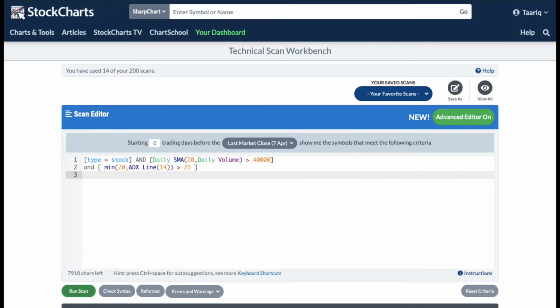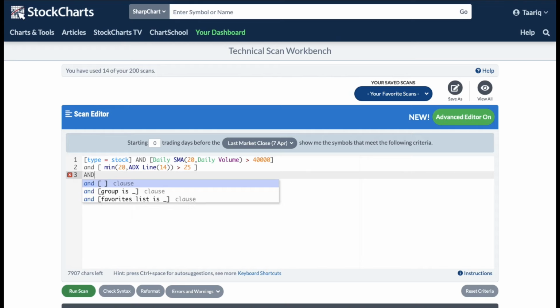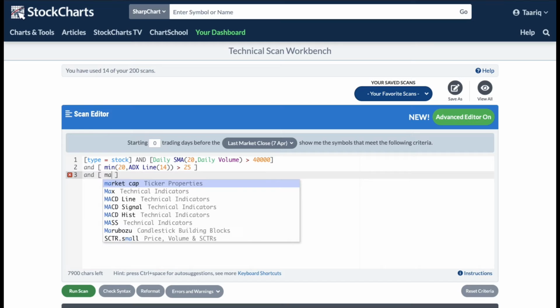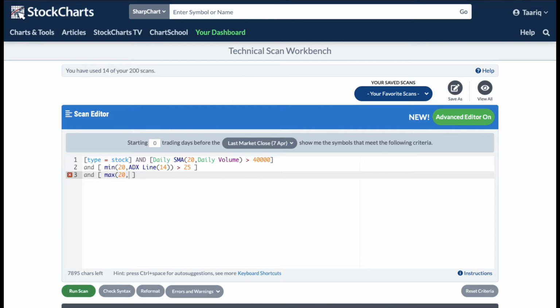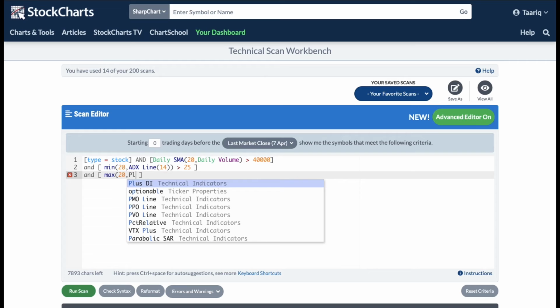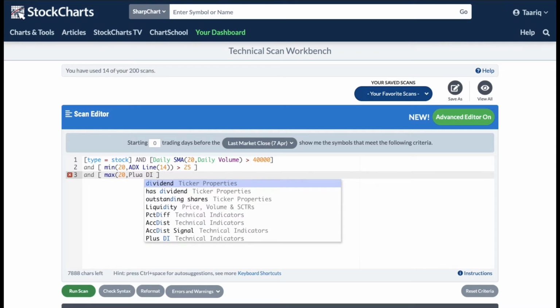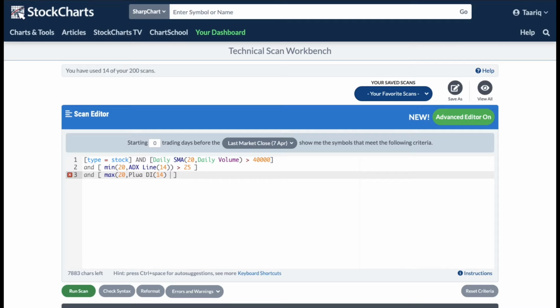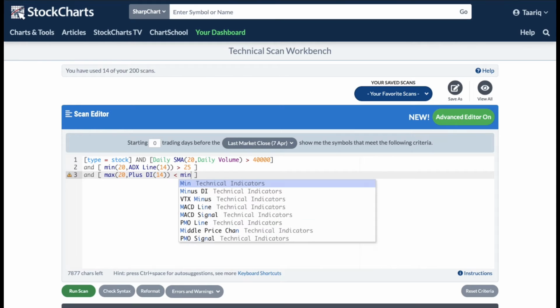Now we want to look at the direction. To do that, we also want to look at the maximum and minimum, but we're going to be looking at the maximum over 20 days of the positive, the plus DI. We want to see a downtrend. So if we want to see a downtrend, we're going to make sure that the plus is less than the minus. If we want to see an uptrend, we want the minus to be less than the plus. So here we're going to do less than. We want the minus.